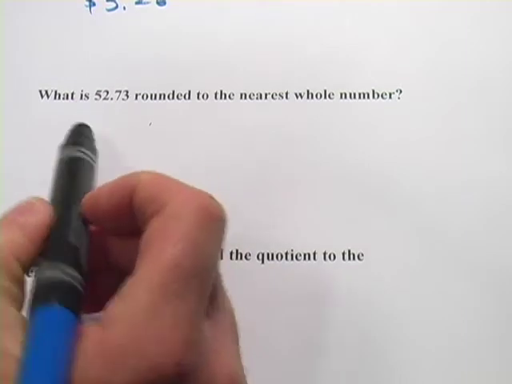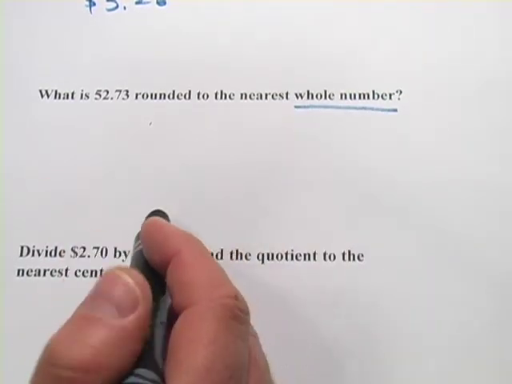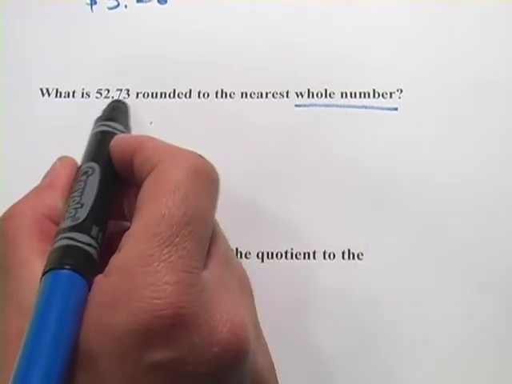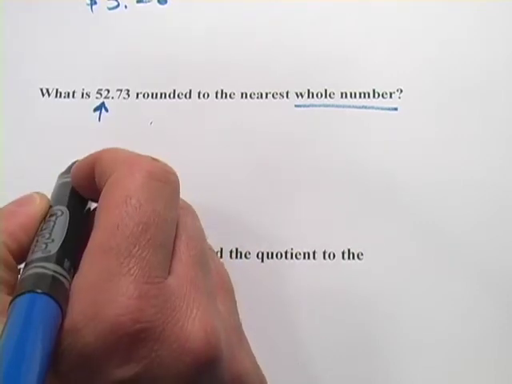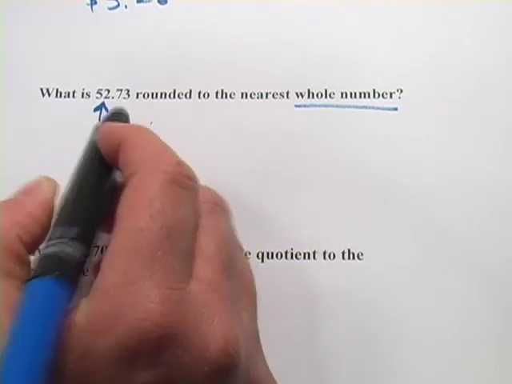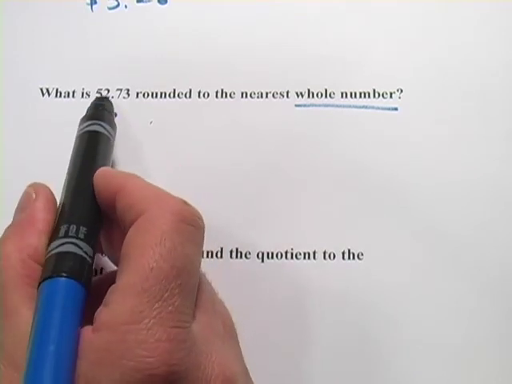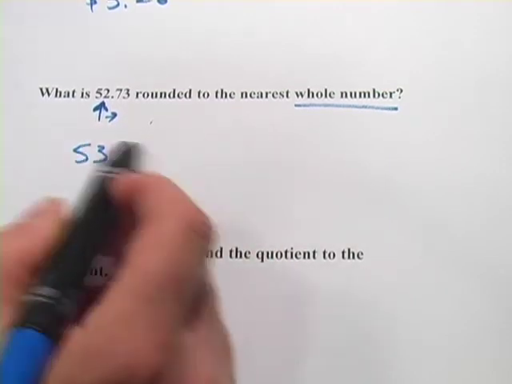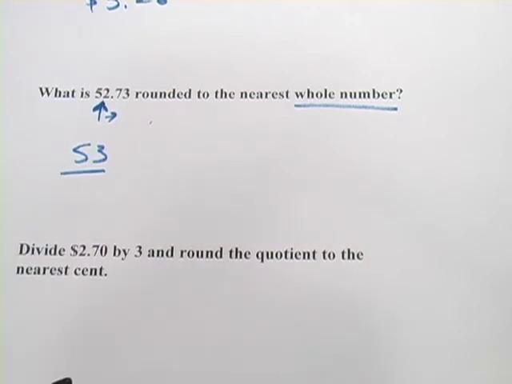It says, what is 52.73 rounded to the nearest whole number? Now, a whole number is a number that doesn't have anything after a decimal point. Okay, so we want to get rid of what's after the decimal point. But first, here's the place we're looking at. That's the lowest place we're going to keep. We want to look just to the right of that, and that's a 7. Now that's a 5 or above. That means we have to raise this one up 1. So from 52, it's going to go to 53, and then we drop the other stuff off. So this is rounded to the nearest whole number.